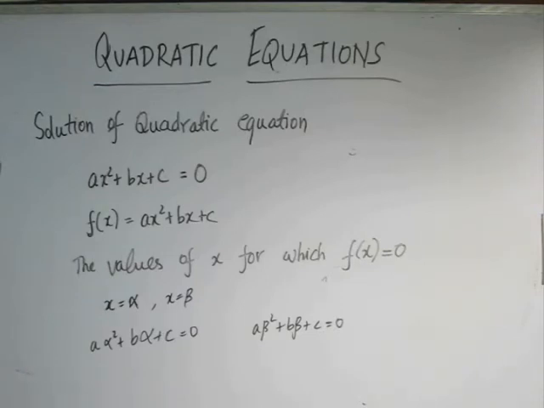Now we all know that any polynomial of nth degree will have n different solutions. So similarly a quadratic equation, which is a polynomial equation of order 2, will have two solutions. So every quadratic equation will have two solutions, whether they are real or imaginary, and in this case the solutions of the equation are alpha and beta.